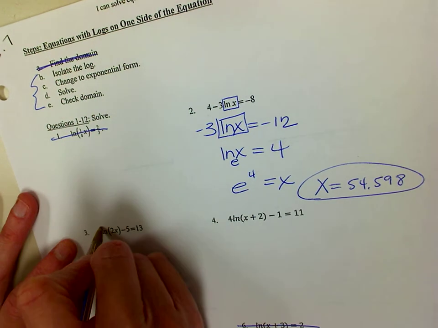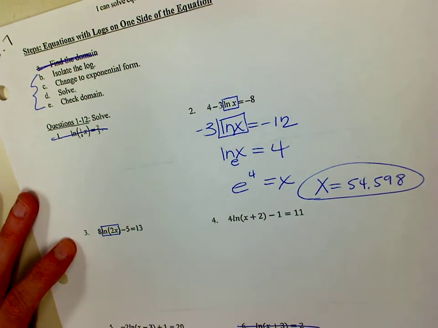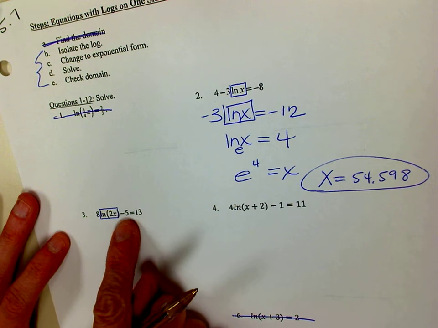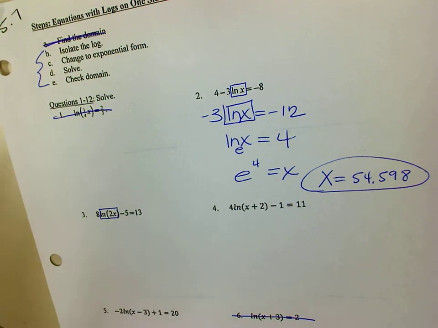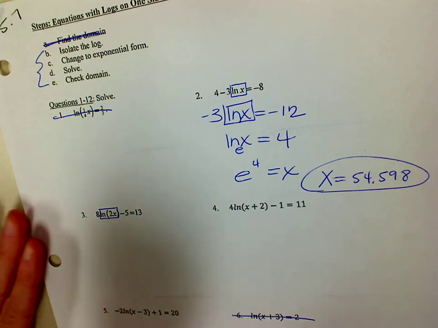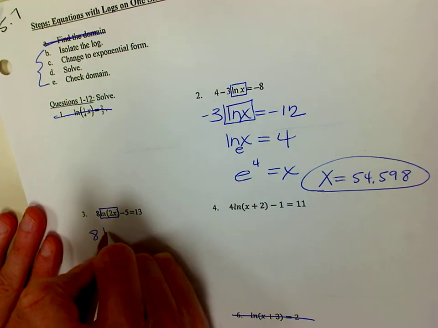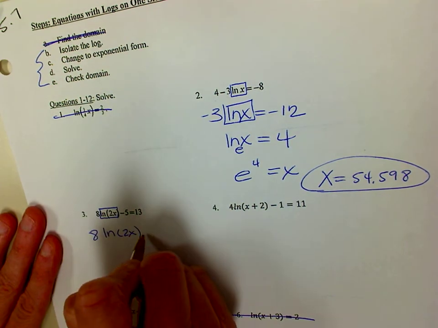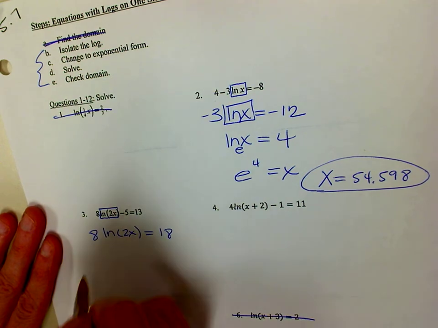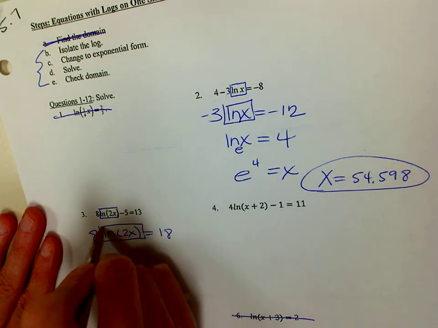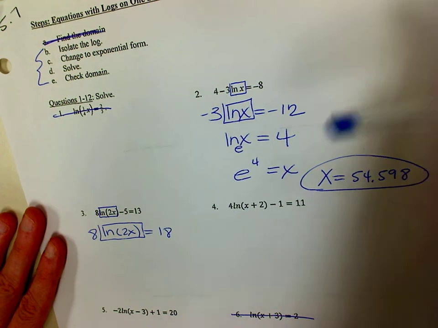Number 3, this needs to be isolated. This 5 and this 8 has nothing to do with the natural log and the 2x. The 2x goes with the natural log. First thing I want to do is either add or subtract a number over. So I'm going to add over the 5. It's going to give us 18. I'm still trying to get this by itself, so next I have to divide over the 8.